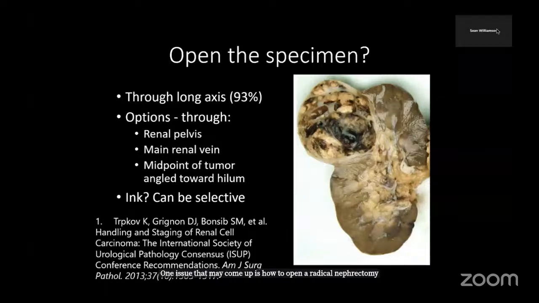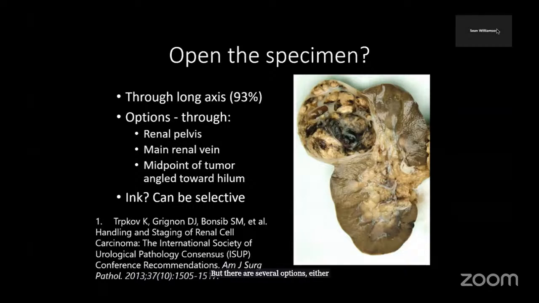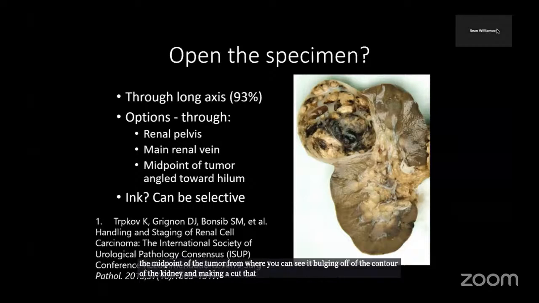specimen. In the ISUP consensus several years ago on handling of renal tumor specimens, there was a strong agreement that specimens should be opened through the long axis of the kidney, but there are several options: either cutting through the renal pelvis, cutting through the main renal vein, or choosing the midpoint of the tumor from where you can see it bulging off of the contour of the kidney and making a cut that angles toward the hilum. I think all of these options are acceptable.